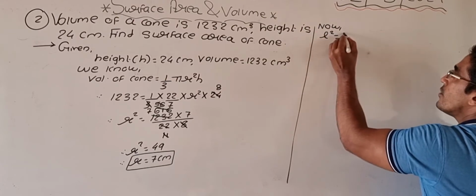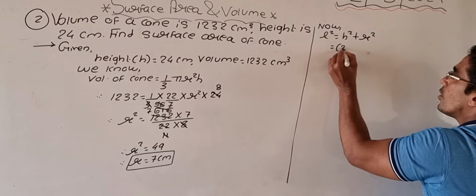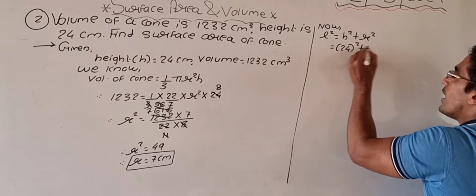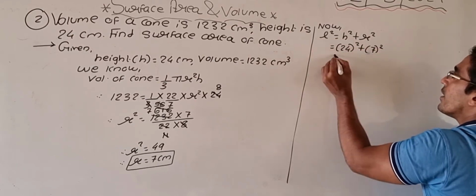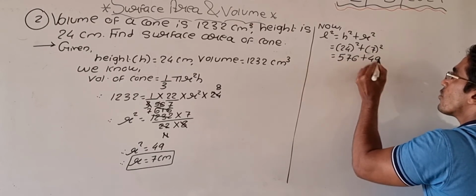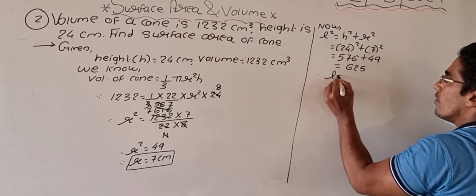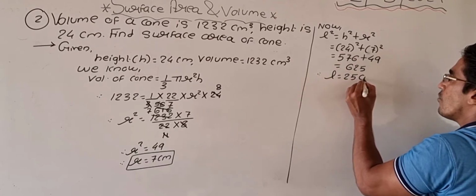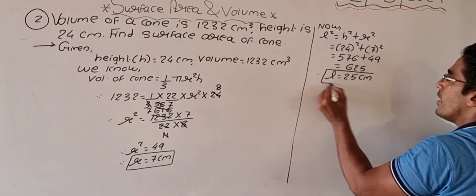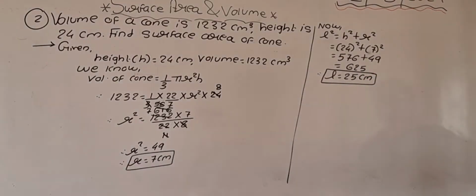Now, L square is equal to h square plus r square. What is h? 24. What is r? 7. That is equal to 24 square, 576, plus 7 square, 49, which is 625. Therefore L is equal to the square root of 625, which is 25. So L is equal to 25 centimeter.